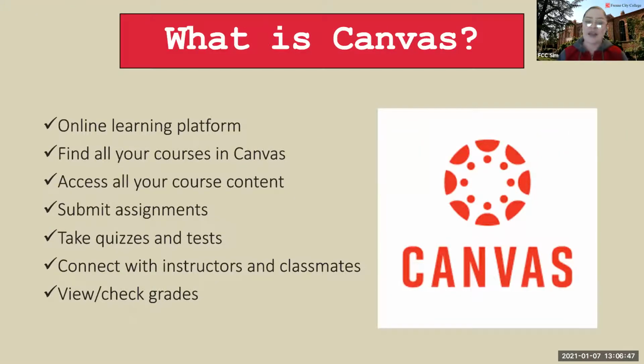Okay, so what is Canvas? Canvas is an online learning platform where you can find all your courses. When you log in, you'll start seeing some little boxes that populate, and those are pretty much your classes and communications for things that are going on campus or things that you need to know. It'll be a place where you can access all your courses, your assignments, where you're going to be able to take quizzes and tests, and how you're going to connect, most importantly, with your instructors, how you also can view and check your grades daily. Next slide.